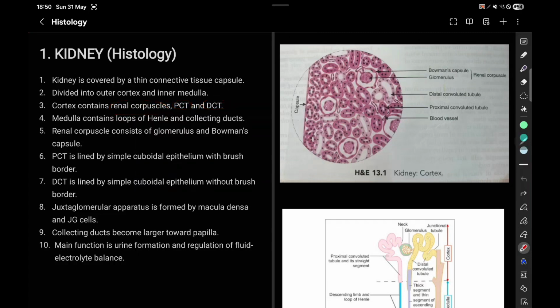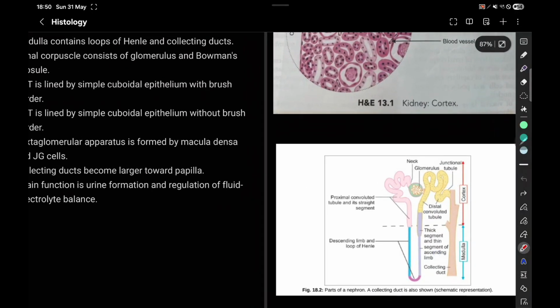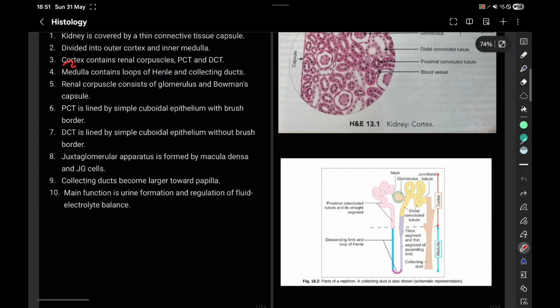Obviously the kidneys are made up of nephrons. Everyone is aware of that. Now when we take a nephron, we have various parts in it: the glomerulus, the Bowman's capsule, PCT, loop of Henle, DCT and the collecting duct. Now, the cortex contains the renal corpuscle, PCT and DCT.